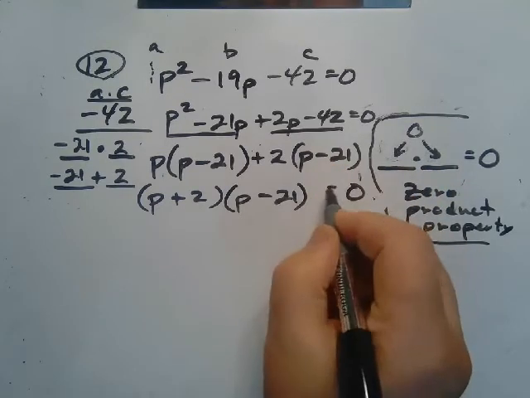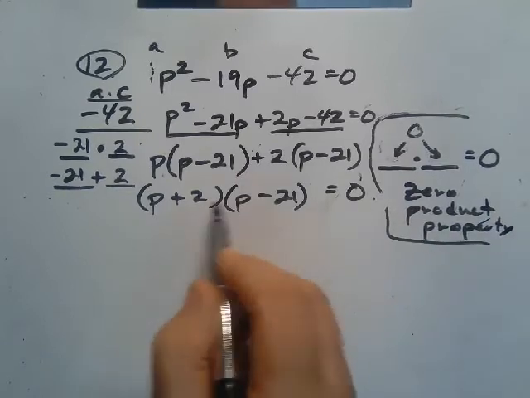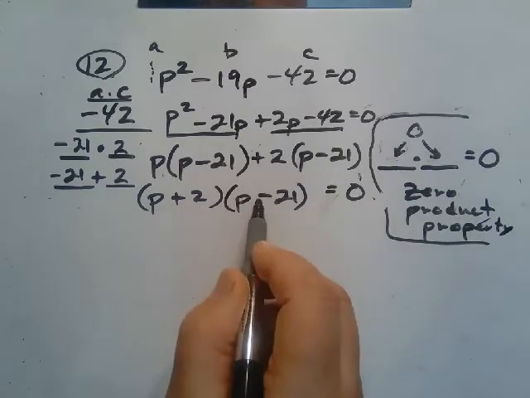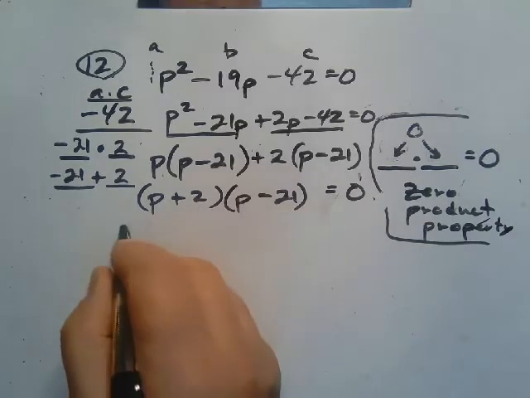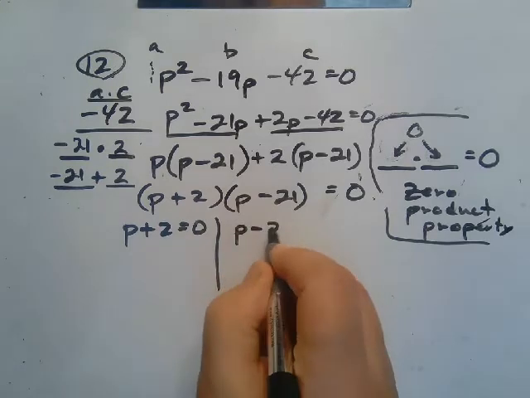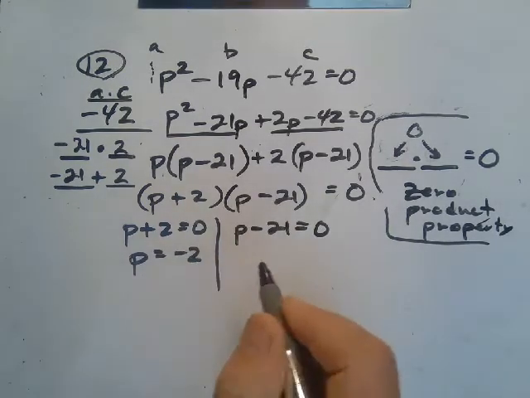All right, now we're ready to use the zero product property over here. Either of these could be 0. So we're going to set each one equal to 0, split the problem, and solve it. And p's got to be a negative 2.